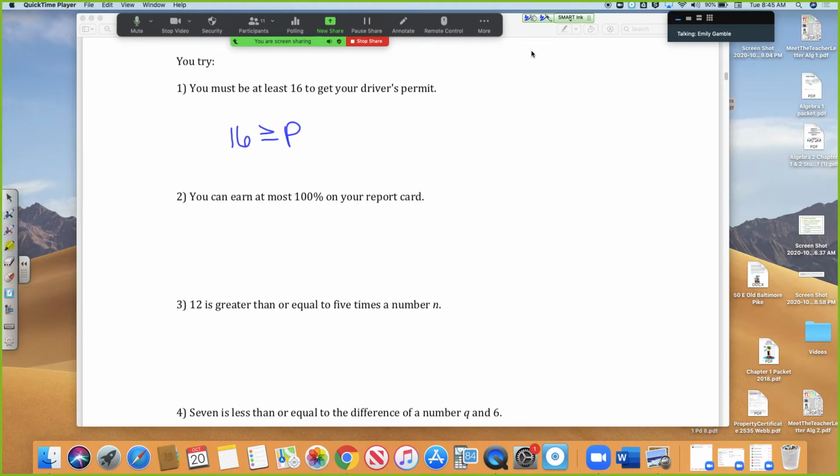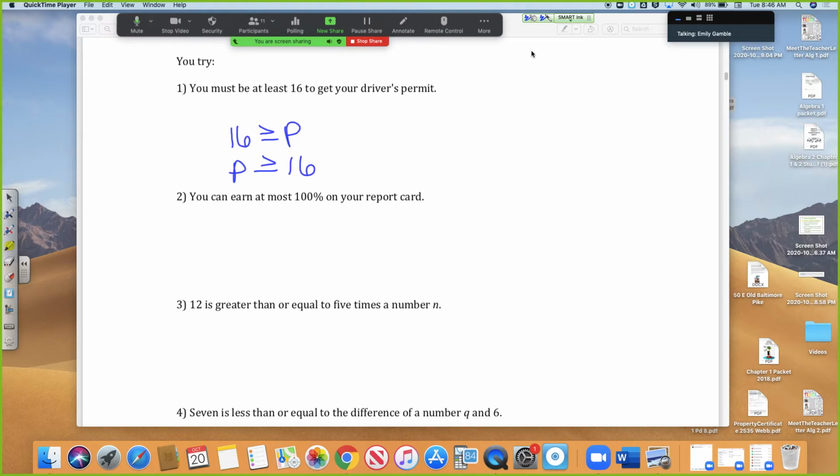This is saying 16. Wait a second. This is actually backwards. Sorry, Chase. Sometimes my brain doesn't work this way, and this is exactly why. I like to have my variable come first. So we're going to use the same variable and the same number, and we flip the numbers. The symbol that Chase used will be correct. In order to get your driver's license, you must be at least 16 years old. So you have to be greater than or equal to 16 years old.